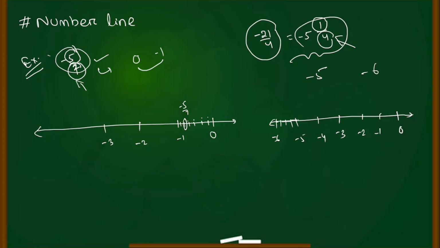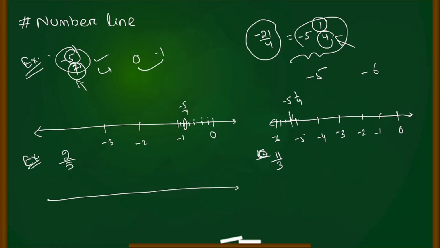Now the numerator is 1, the first line. The first line is here. So this is the answer, minus 5 whole 1 by 4. All of you understand? Now the next examples are 2 by 5, and here is 11 by 3. Okay, now solve.